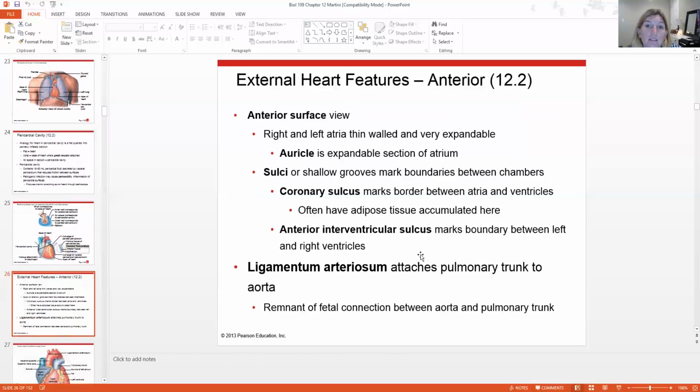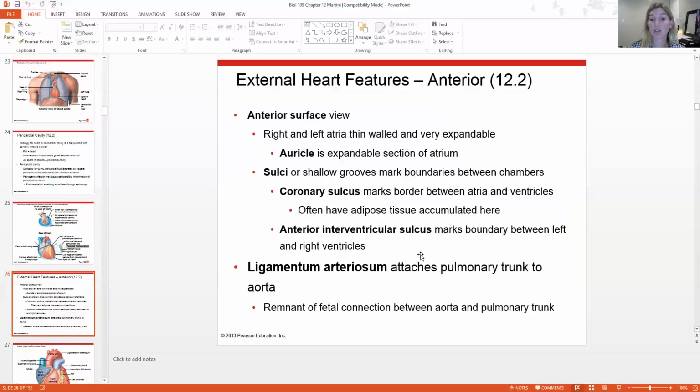Let's talk about the exterior features of the heart. On the anterior surface, you see the auricle. The auricle is off of the right and left atria. It's just an extra expandable area of the atria. The sulci are the shallow grooves or the boundaries in between the chambers. There's a coronary sulcus and an anterior interventricular sulcus. This is not only a boundary line, but this is also where the blood vessels are going to sit and kind of be nestled into our heart structure.